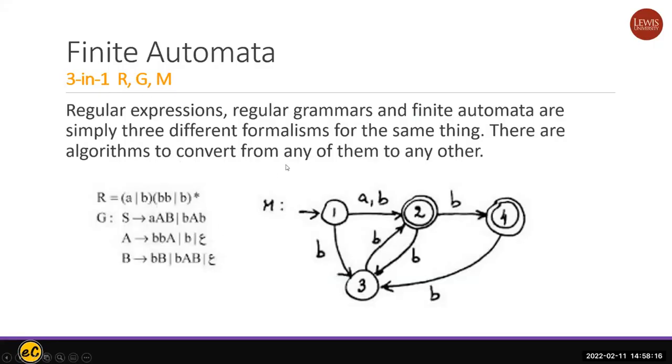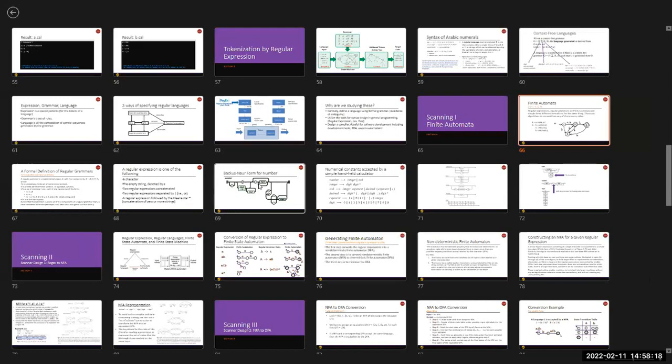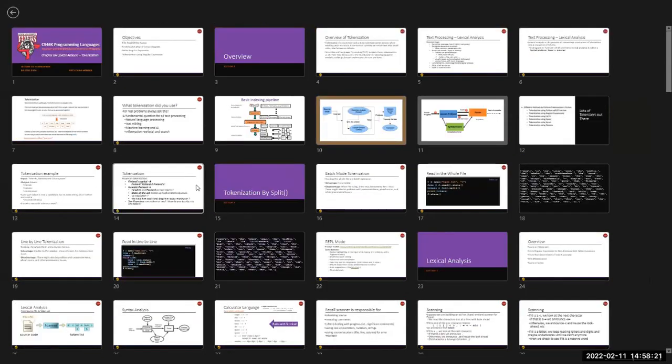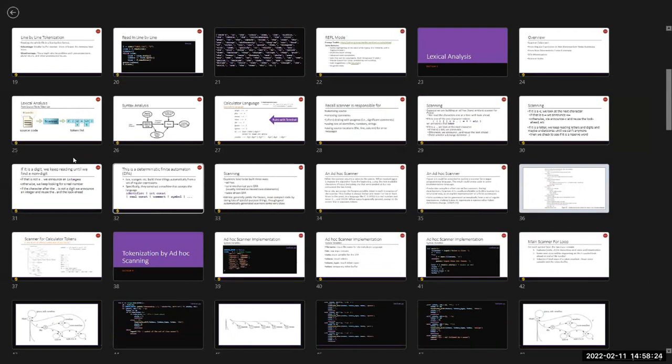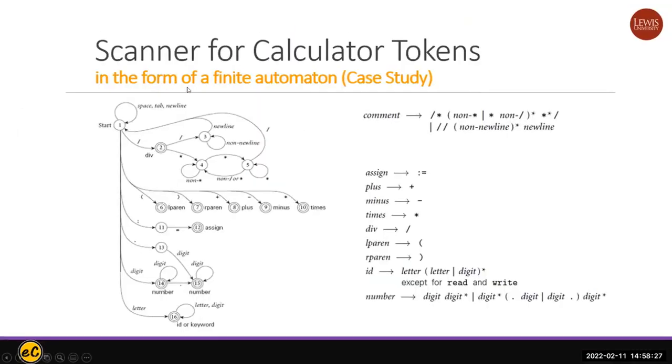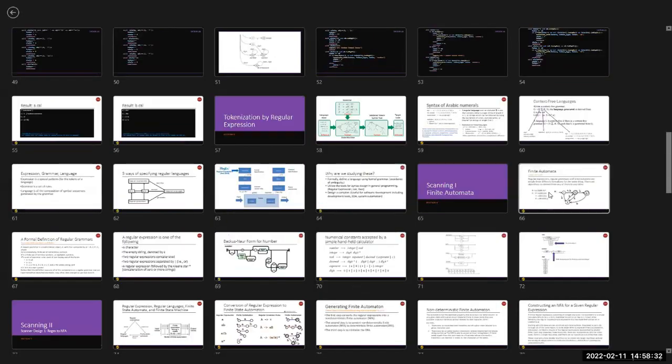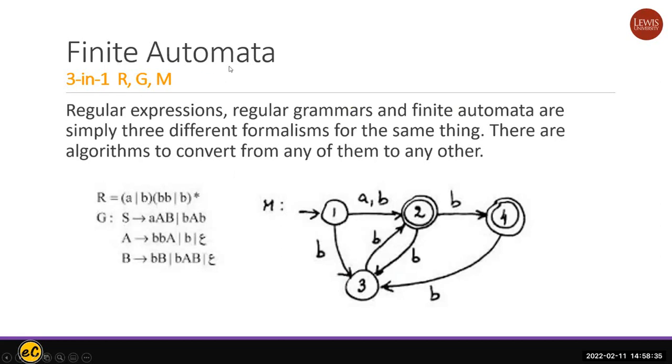Now let's look at scanning number 1, finite automata. So finite automata is the thing that we used in the previous section. We basically described the calculator language in finite automata. Now we are looking into finite automata one more time. For finite automata, we have R, G, and M. G is the grammar, M is the machine, R is the regular expression. So the rule, the grammar, the machine, these are 3 in 1. That means that you have one thing you can generate to the other.